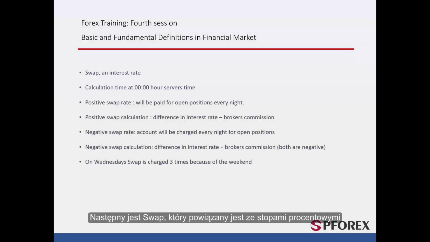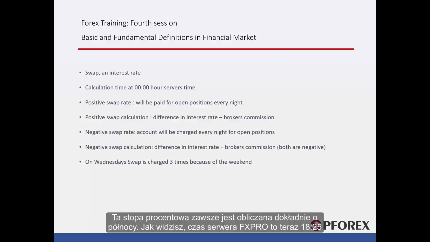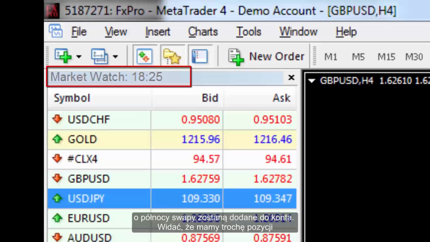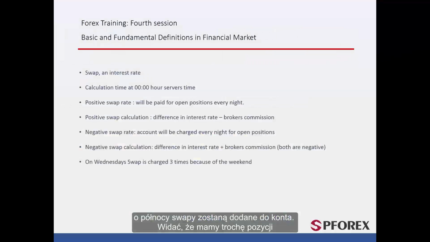Swap. Next is swap, which is related to the interest rates. This interest rate is always calculated exactly at midnight. As you can see, the FX Pro server time is 18:25 now, and at midnight the swaps will be added to the account. At the moment we have some positions.